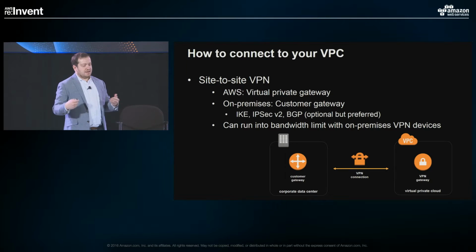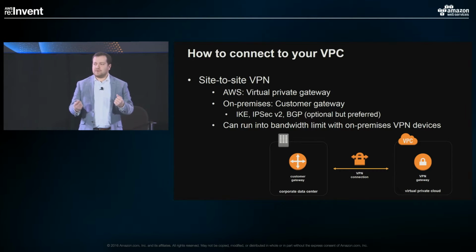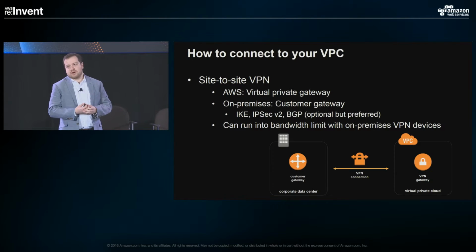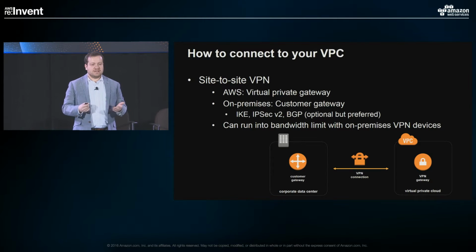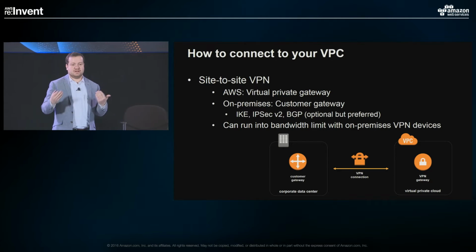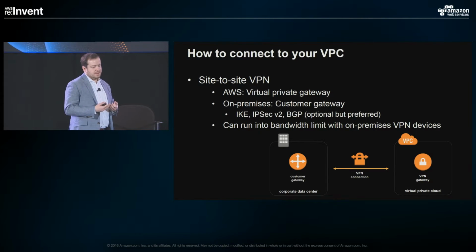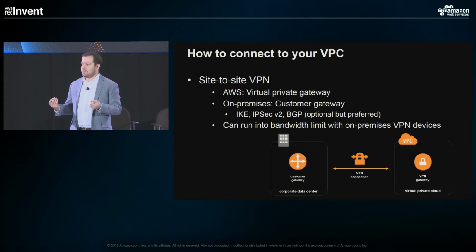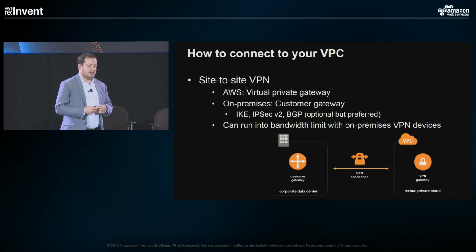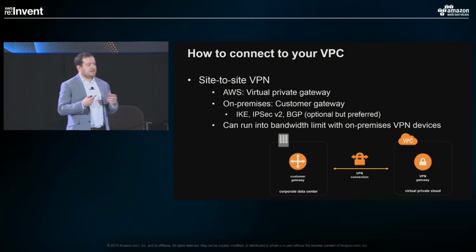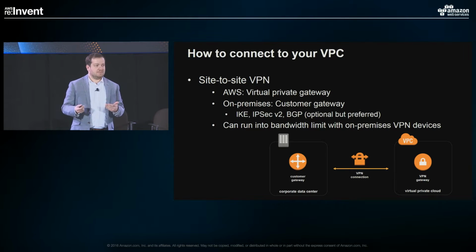Then you've got your site-to-site VPN. The way it works is, on the AWS side, you set up a virtual private gateway, which is just our VPN concentrator. You set that up and connect it to your VPC. Then on the on-premises side, you have a customer gateway, which is just a network device. It's going to have to support IKE and IPsec v2. It doesn't have to support BGP, but ideally should.